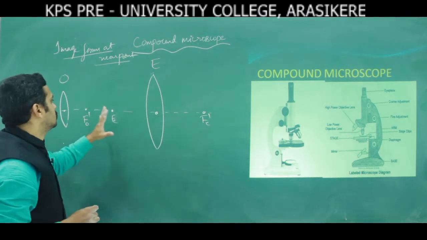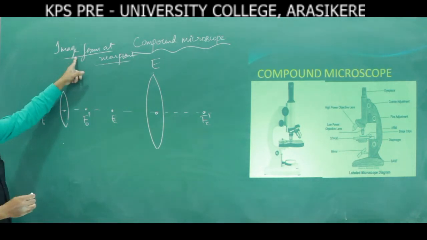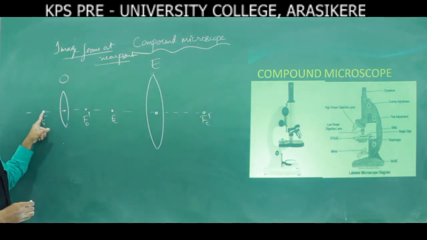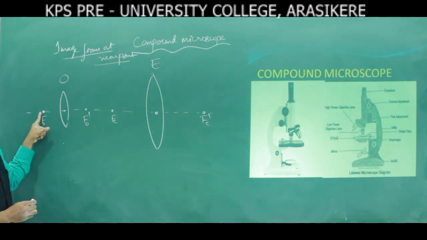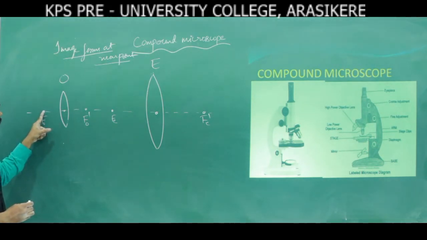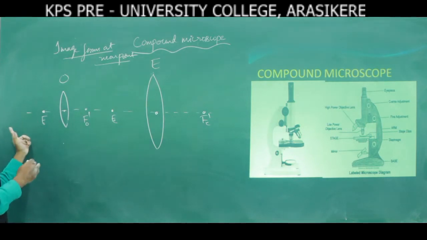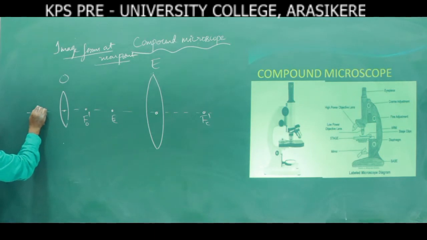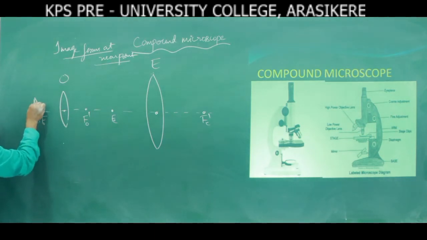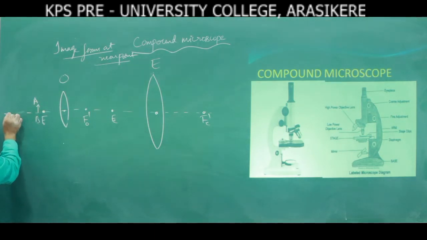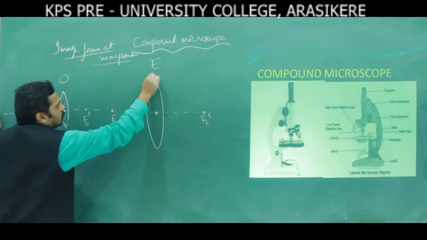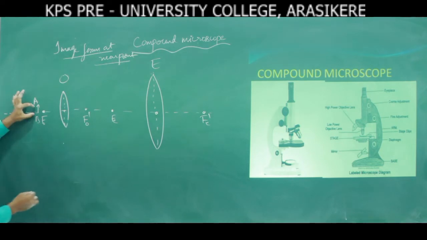The image forms at near point. Look at here. To get the image at near point, you have to place the object towards the focus, just beyond the focus. You have to place it a little beyond this focus, not too much, just beyond the focus. This is just beyond the focus. Now AB, what is AB? AB is the object. AB is the small object.